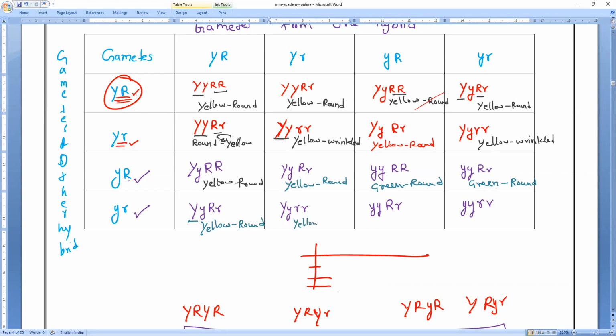What is this? Yellow. Both are small rr, wrinkled. Both are small yy, green. At least one capital R, round. Both are small yy. Both are small rr, wrinkled. Over. Now you can see the last one. Again, both are pure, small yy, small rr. So homozygous or heterozygous?